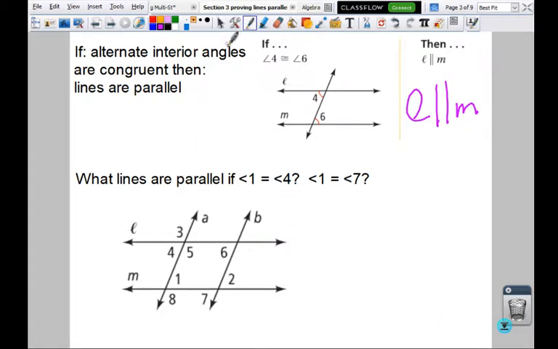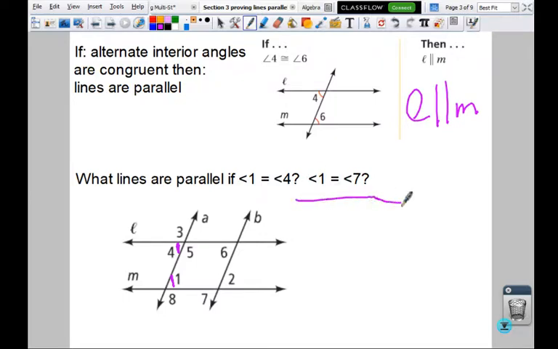And we're going to just look at a couple of these. Let's look at this bottom shape down here. What lines up parallel if angle 1 is congruent to angle 4? So I have angle 1 right here, angle 4 right here. Just like before, my only possible answers were L and M and A and B, because L is parallel to M, A is parallel to B. I just need to figure out which ones I know based off of 1 and 4.